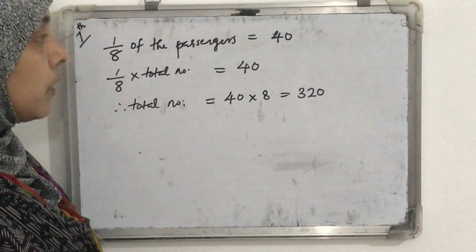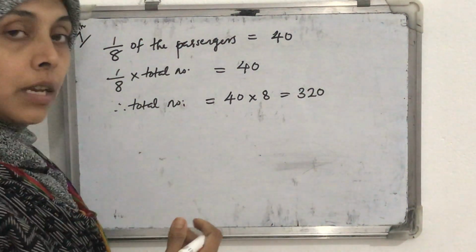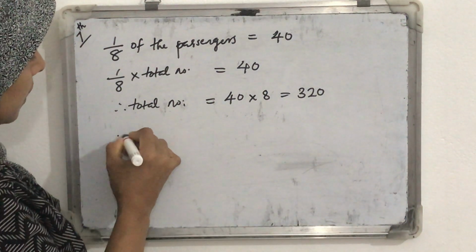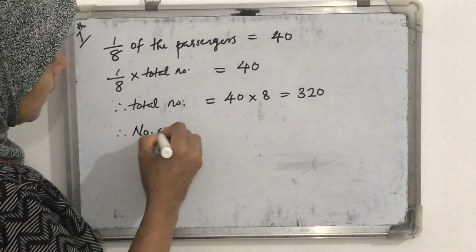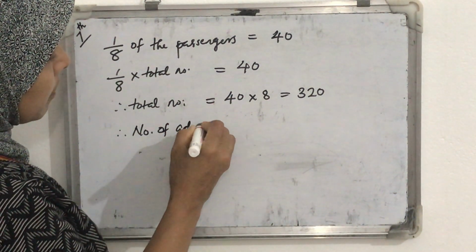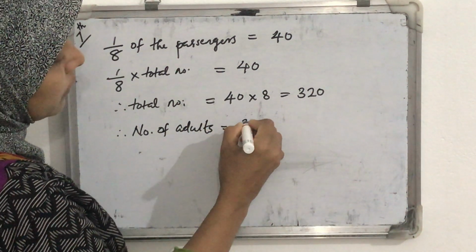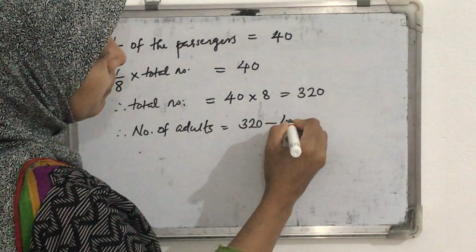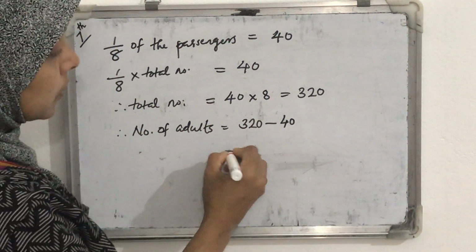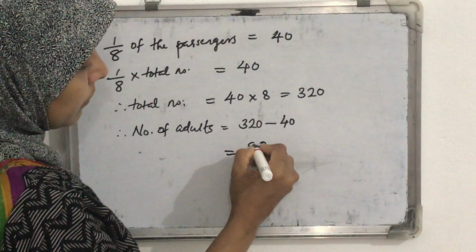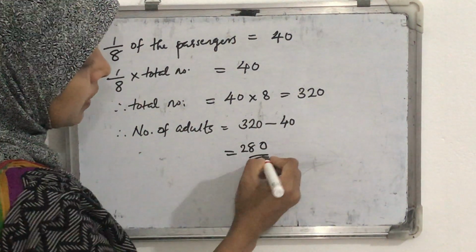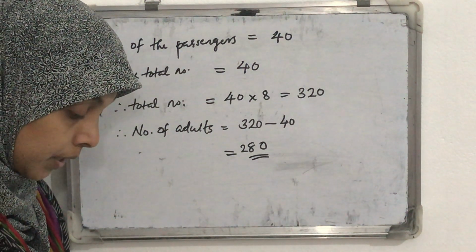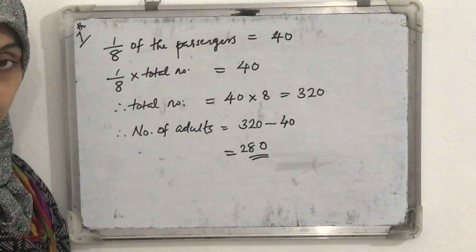And the number of children is given as 40. Then how many adults will be there? Therefore, the number of adults equals the total number of passengers minus the number of children. So it will be 280. Not 280 passengers, 280 adults are there.